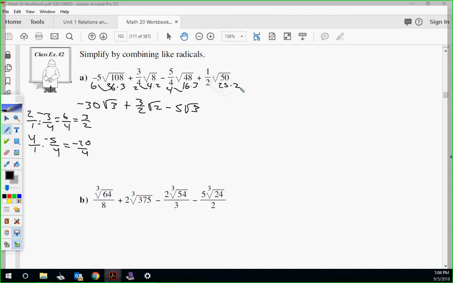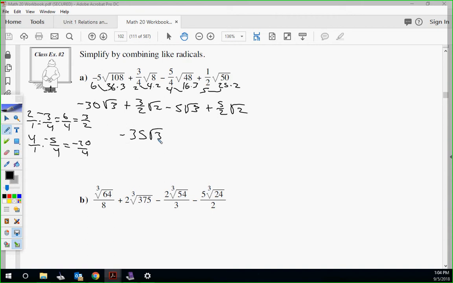And 25 times 2 here. The 5 comes out. 5 times 1/2 is 5/2. So we have 4 terms, 2 with root 2, 2 with root 3. So we can combine those ones only. Negative 30 root 3, negative 5 root 3, negative 35 root 3.